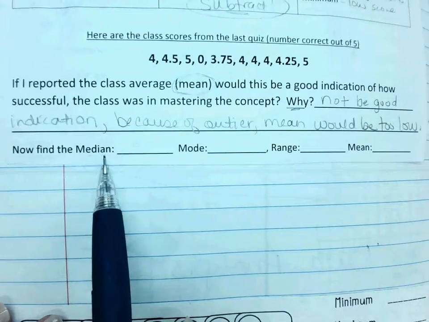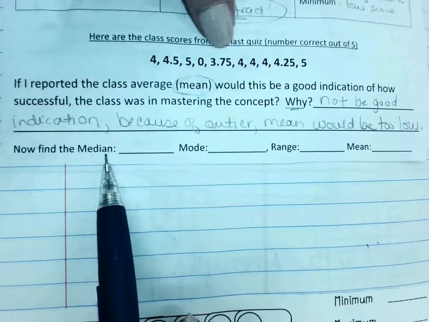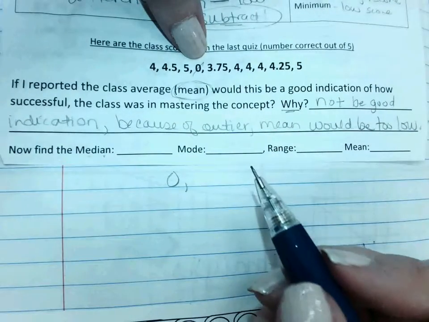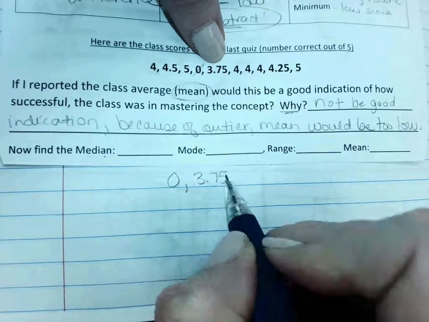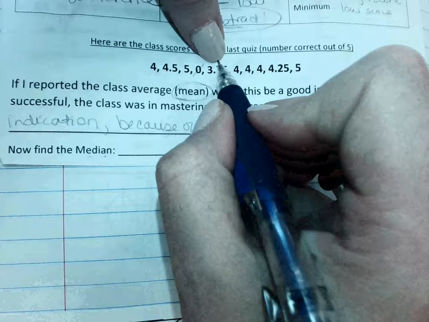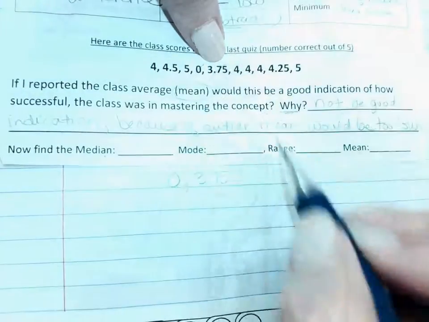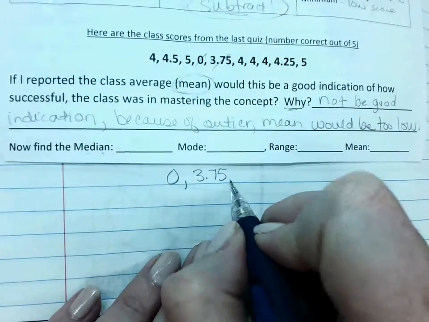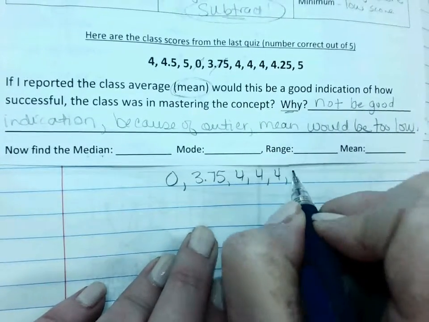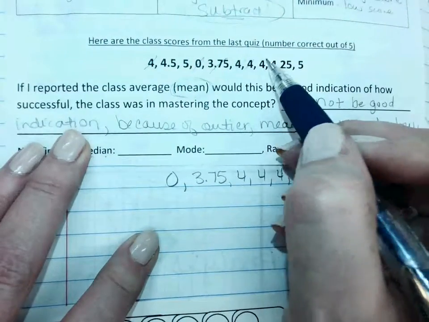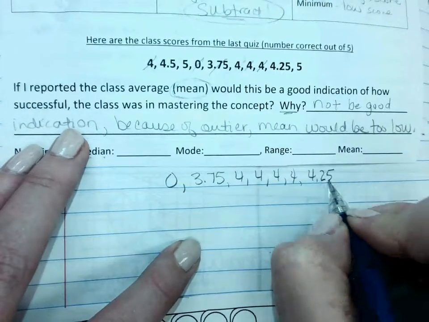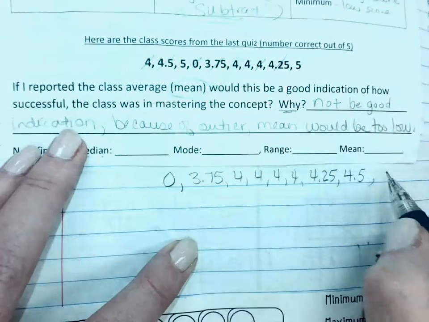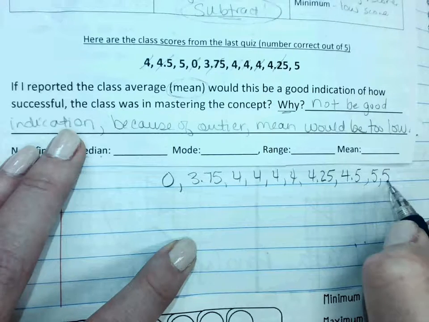Let's find the median. Remember, to find the median, you've got to put them in order. So I'm going to look at these numbers and I'm going to rewrite them. And I'm going to go ahead and write them big in the middle because I'll need them again. I have my 0, and then I have a 3.75. I have 1, 2, 3, 4 fours. I have a 4.25 and a 4.5 and 2 5s.